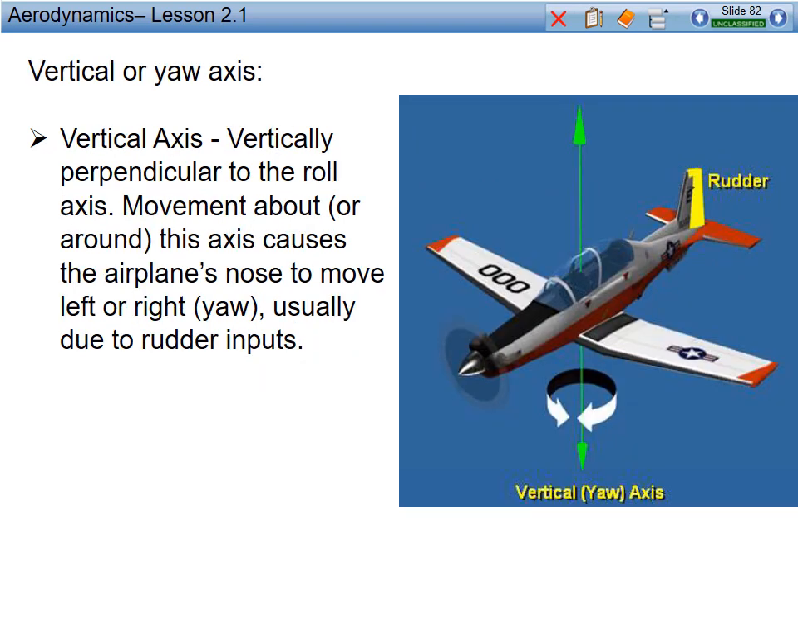The vertical axis is vertically perpendicular to the roll axis. Movement about this axis causes the airplane's nose to move left or right, usually due to rudder inputs.